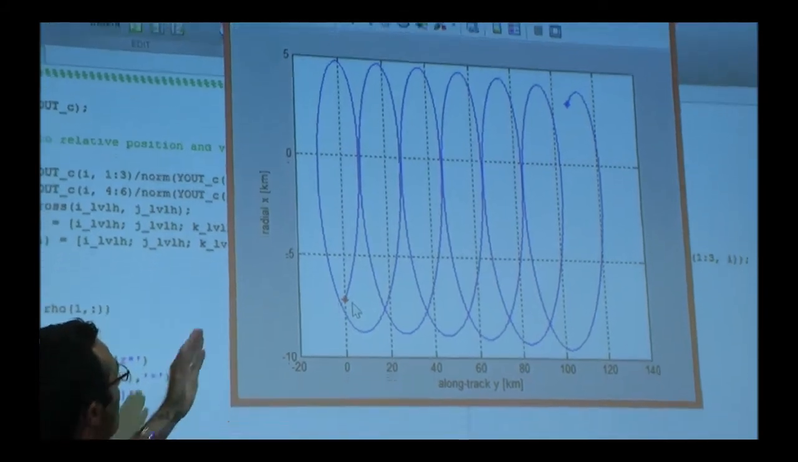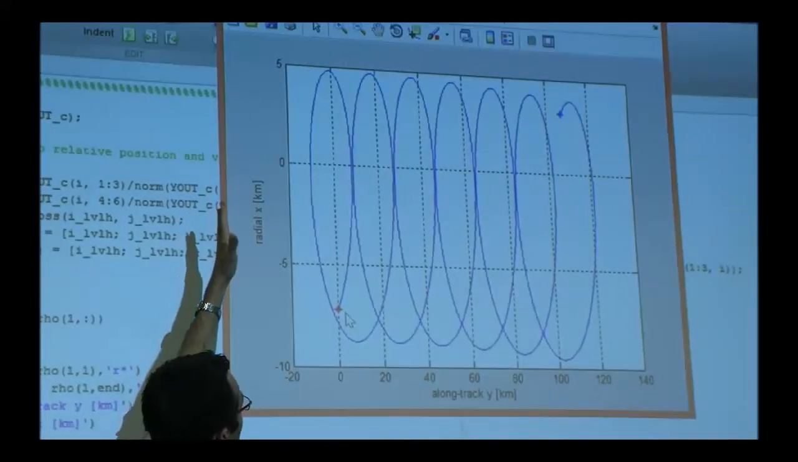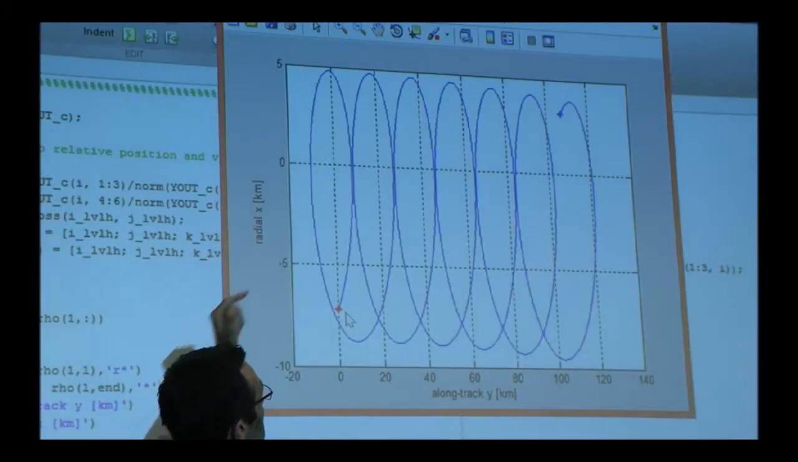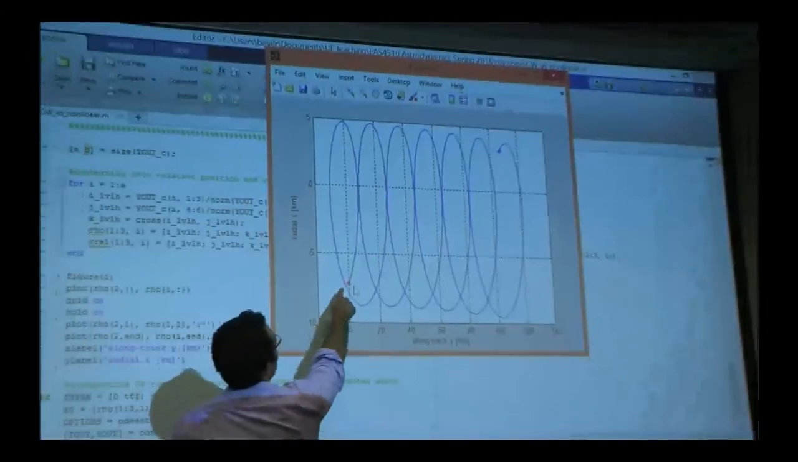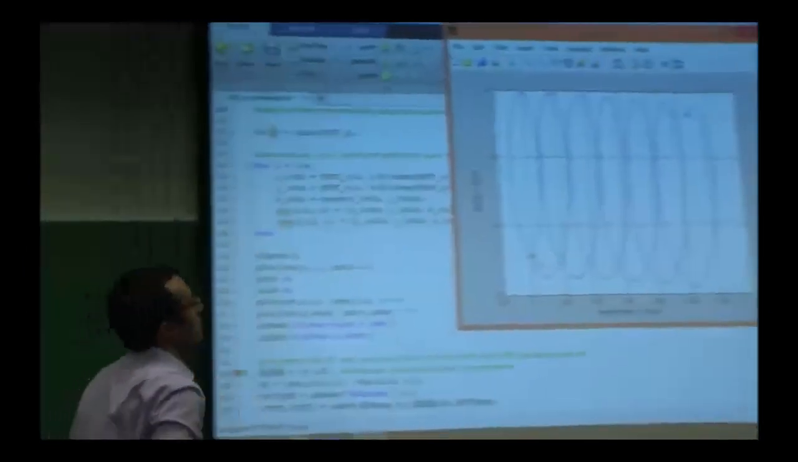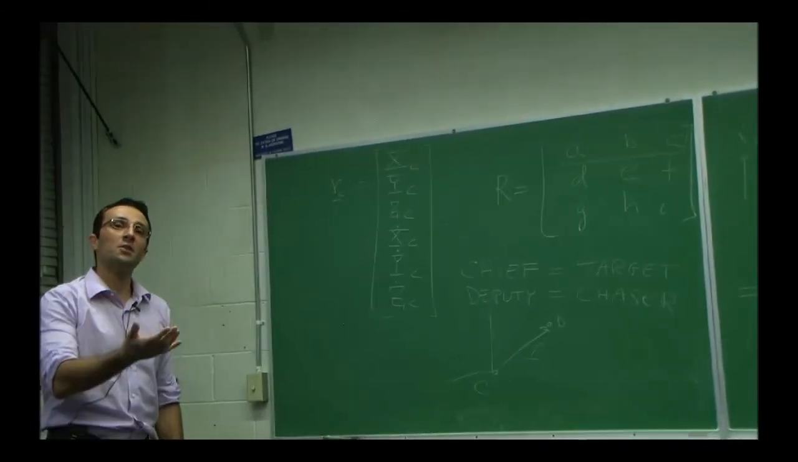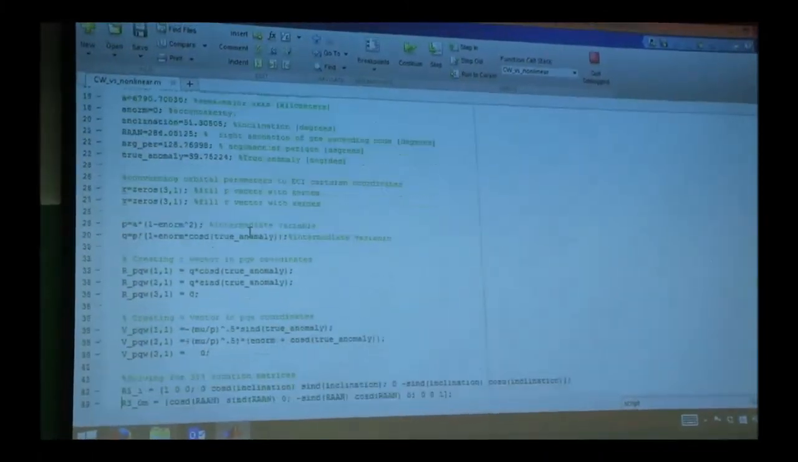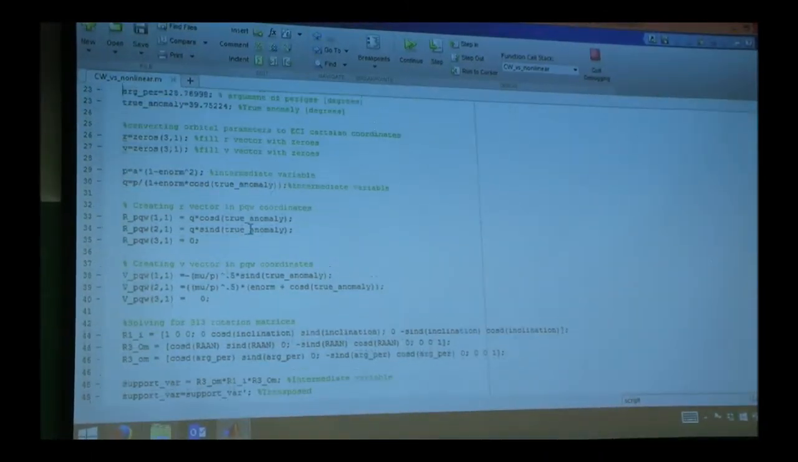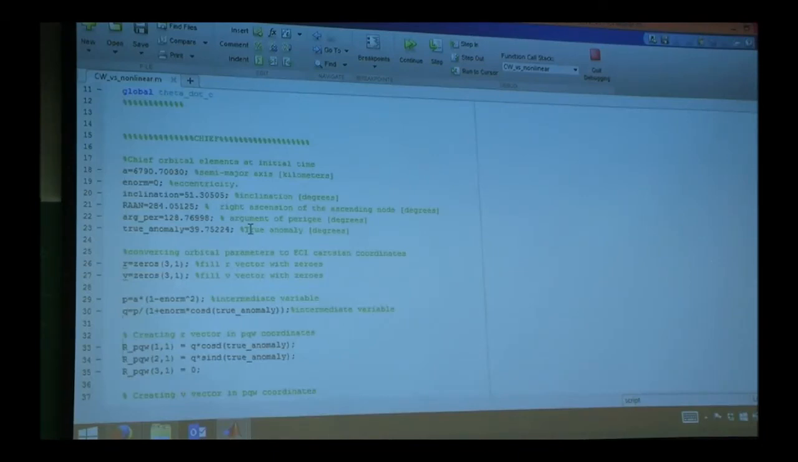So in other words, you're going higher, the Earth is down here, that's the chief at 0, 0, and this is the direction of flight, y positive. The deputy starts, with respect to the chief, here and does this motion and goes away. It's drifting away. Is it going ahead or behind? It's going ahead. Why is it going ahead? What do you think is the relationship between the semi-major axes? The chief had a semi-major axis of 6,790 something.